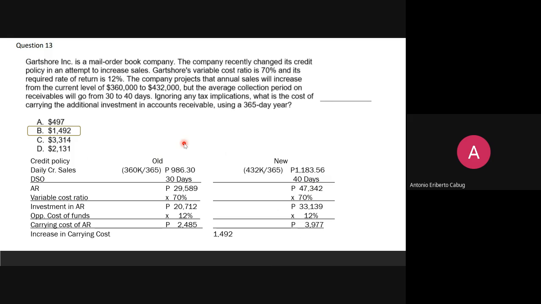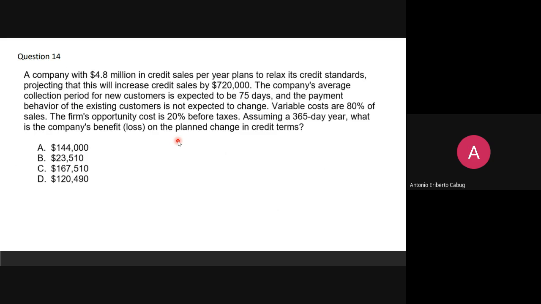So, sa next question, ganun din, no? I'll give you 2 to 3 minutes and then sabay-sabay natin i-answer. So, for the next 2 to 3 minutes, yung mga wala pang answer, paki-answer muna. Then, sabay-sabay natin i-post yung answers natin. Okay, a company with $4.8 million, blah, blah, blah. Go!